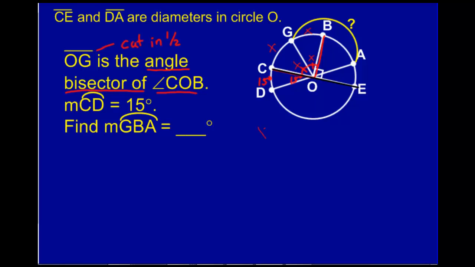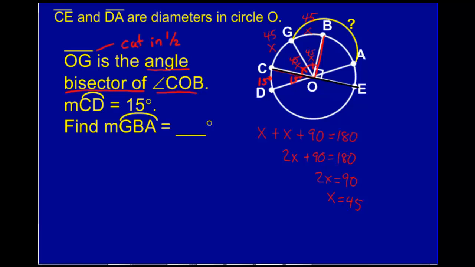So what we can do is X plus X plus this other angle, 90, equals 180. So we get 2x plus 90 equals 180. When we subtract 90 from both sides, we get 2x equals 90. When we divide by 2, we get x equals 45. So this angle is 45, this angle is 45. That means this arc is 45, and this arc is 45.